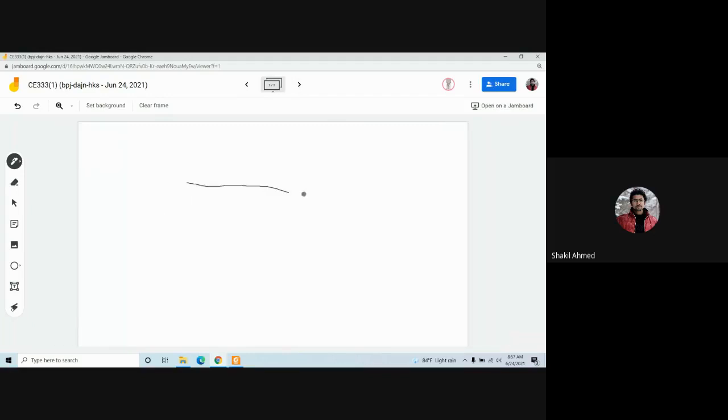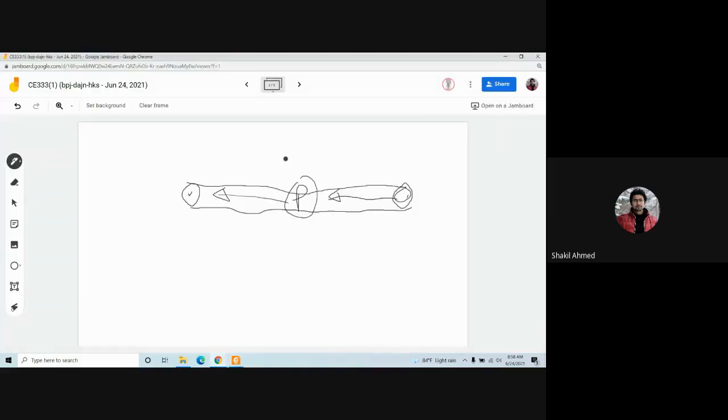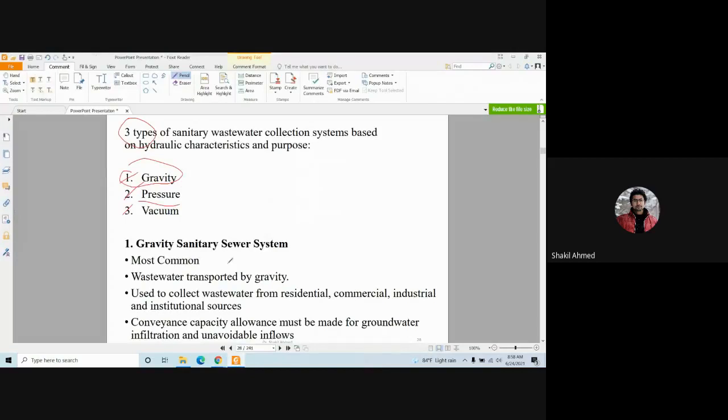Sometimes you may have a sewer like this, horizontal. Pardon my drawing here, I am not good with the mouse. And then you use a pump here to transmit the sewage from here to there, one into another. So you're using pressure from this pump to transmit the sewage, right? This is called pressure sewer.